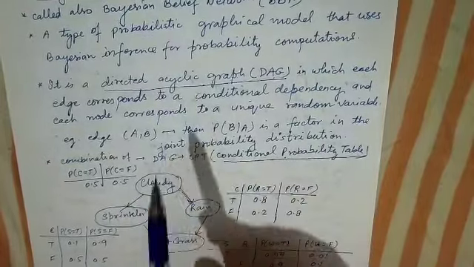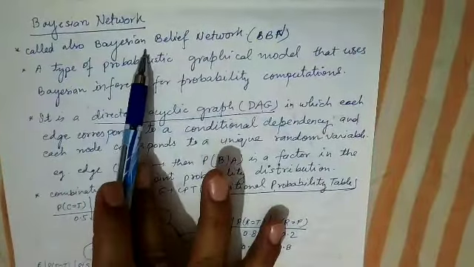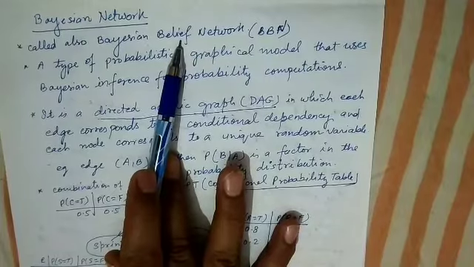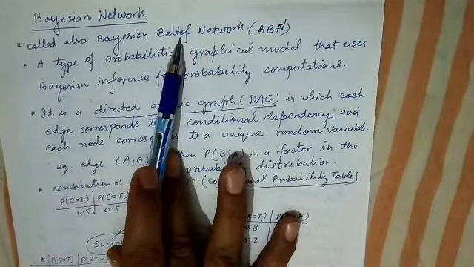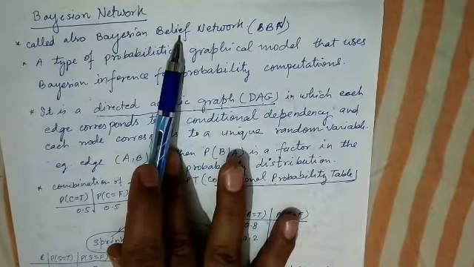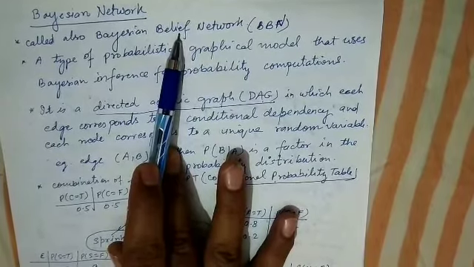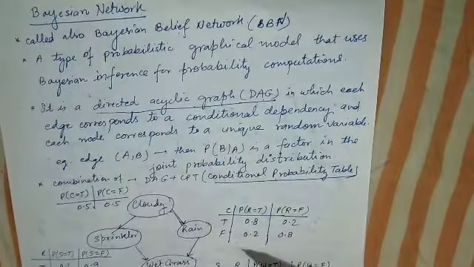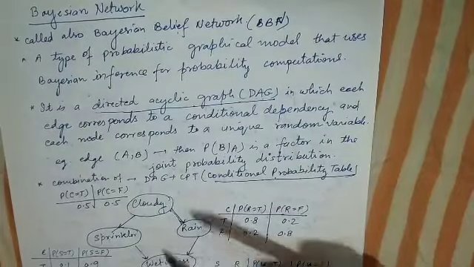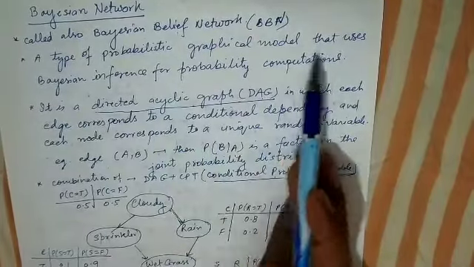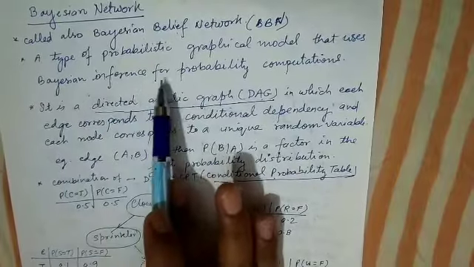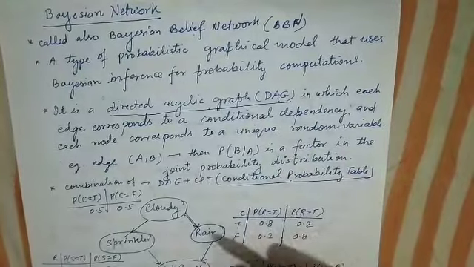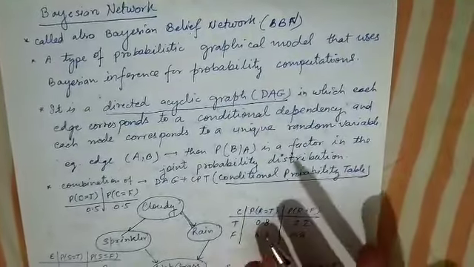It is also called the Bayesian belief network. So what is belief? Belief is probability. It is not exact information. We work on belief here. Whatever uncertain probability information is available, based on that we are able to predict the behavior of the problem. It is a type of probabilistic graphical model that uses Bayesian inference for probability computations, and based on those computations we are able to reason and draw conclusions.